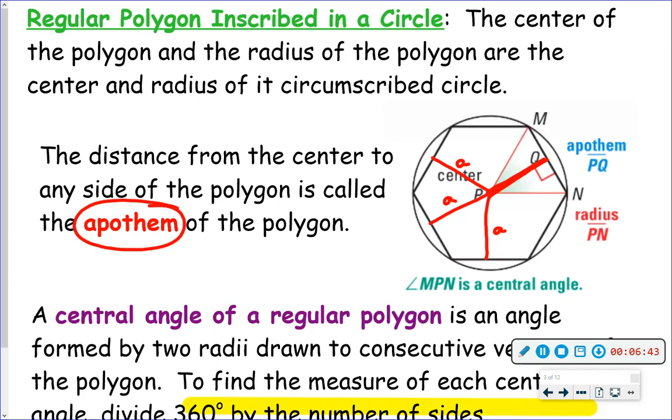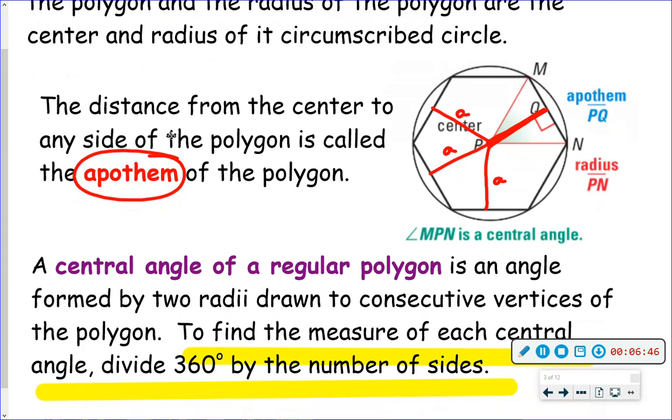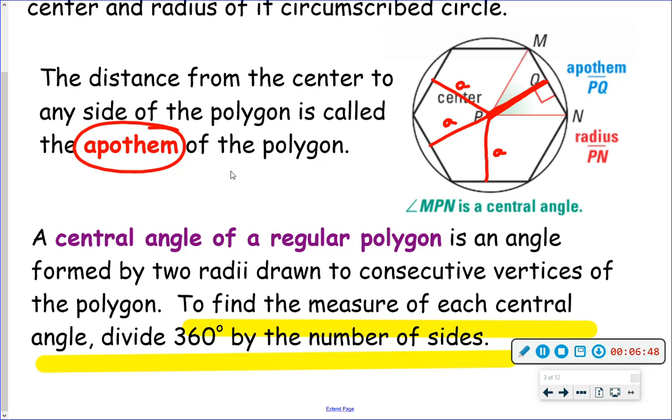Now I'm just going to scroll this down a smidge. Mine's off the screen. Yours is on there. A central angle of a regular polygon is an angle formed by two radii drawn to consecutive vertices. So you know what central angles are? Vertex on the center. So this, of course, would be an example of a central angle. To find the measure, now this is the key. You might want to highlight it. Notice it's like in bold italics on your note sheet. A full circle is 360. You know that from last chapter, the gift that keeps on giving. So to find the central angle, you divide 360 by the number of sides.